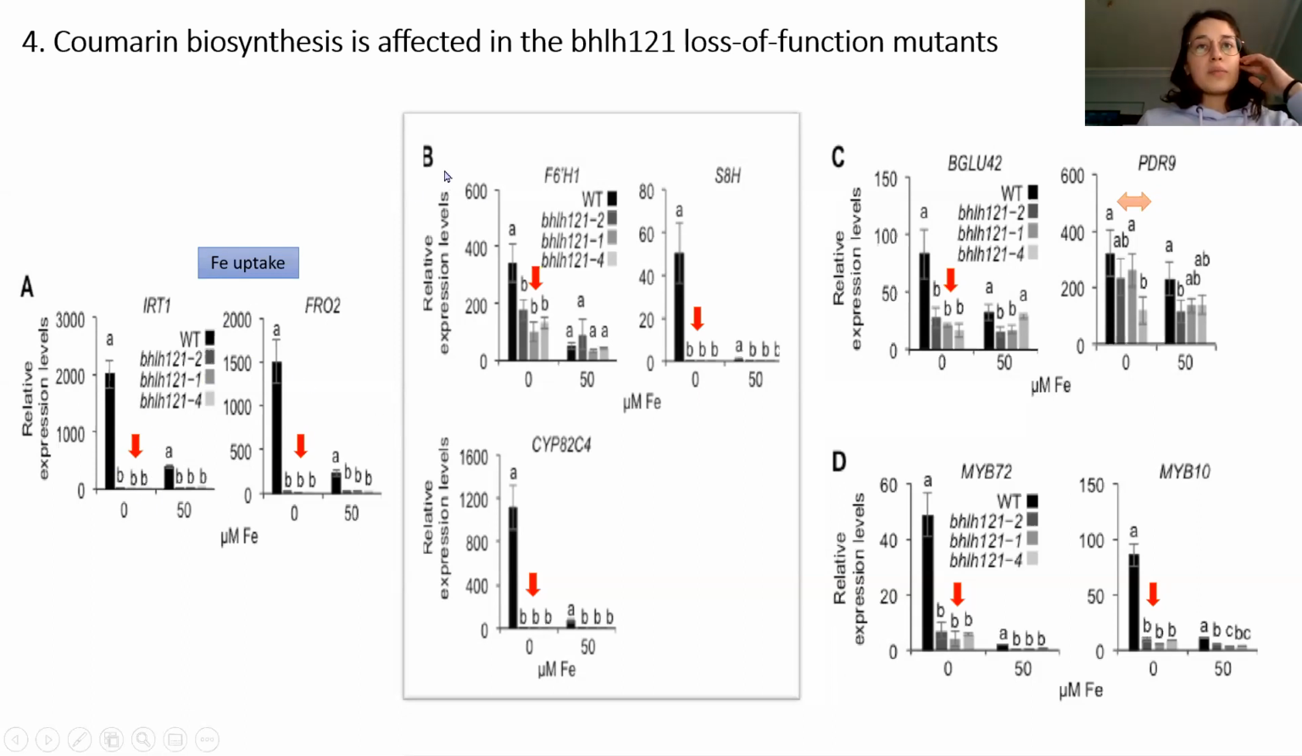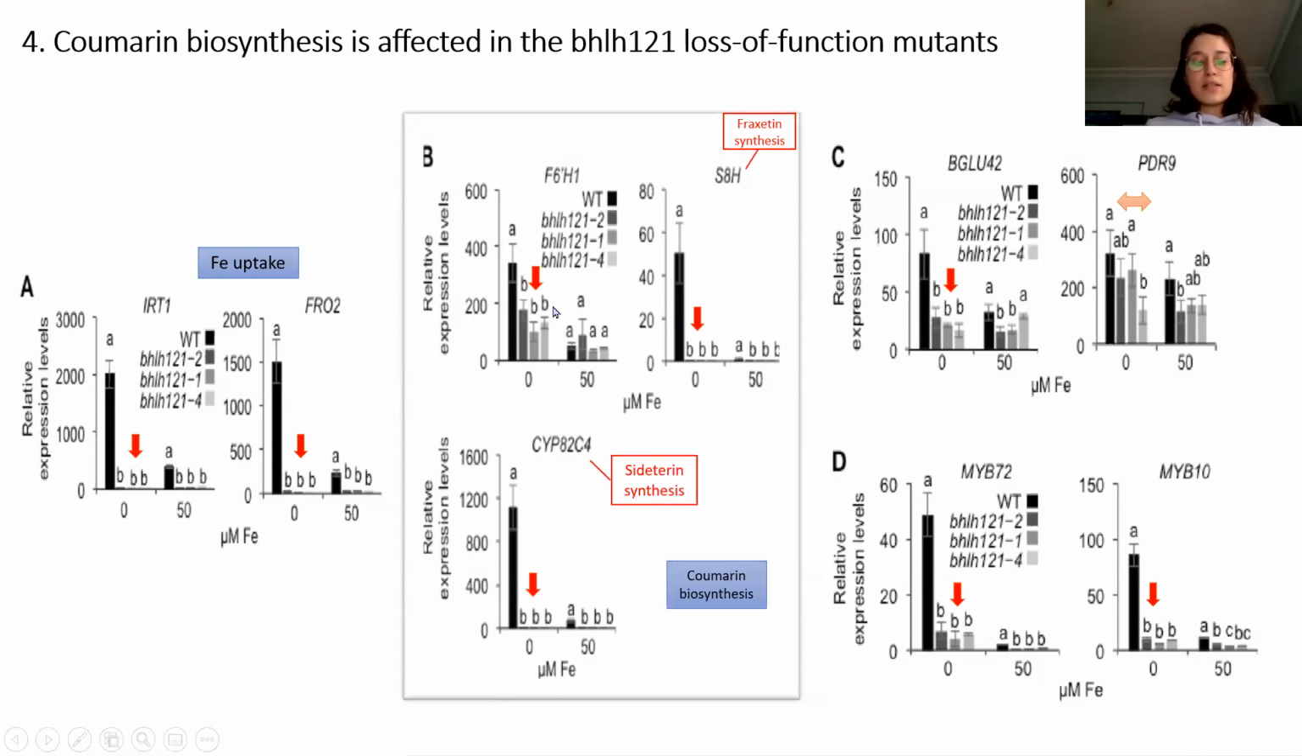And in part B, we are looking at the genes that are involved in coumarin biosynthesis, and this is the crucial part. This gene is the first one involved in the common biosynthetic pathway, this gene is responsible for fraxetin synthesis, and this one is responsible for sideretin synthesis. So again, we see that their iron deficiency induced response is reduced, as they had speculated.